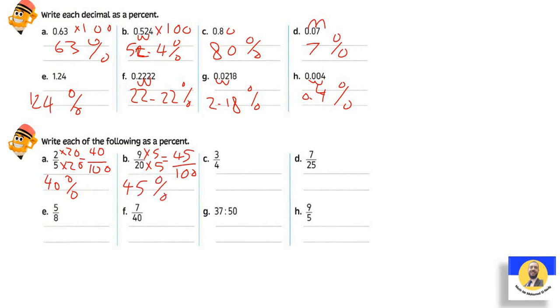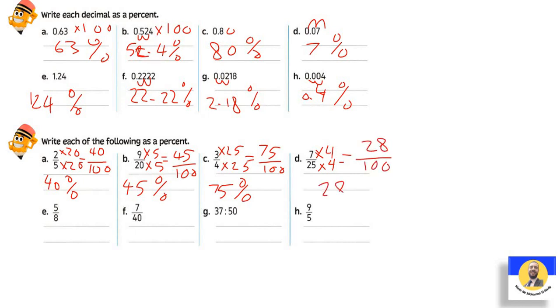Next one, 4 we can change into 100 by using the friends, it's 25, so times by 25 up and down, so 3 by 25 is 75 over 100, so it will be 75%. Letter D. How can 25 change into 100? If I multiply by 4 up and down, 7 by 4 is 28 and down it's 100, so the answer will be 28%.